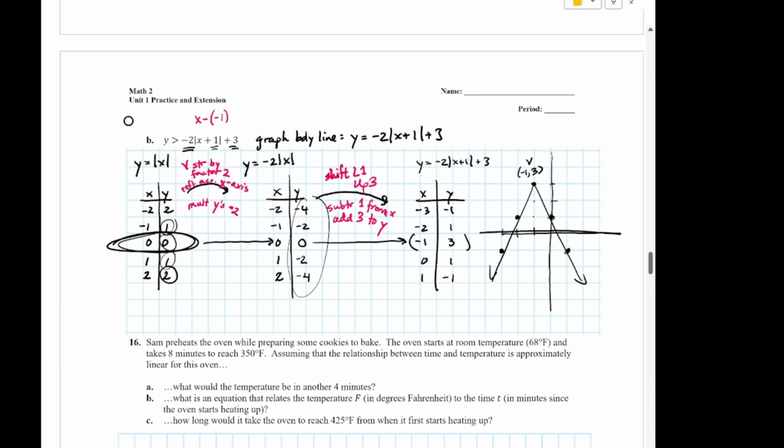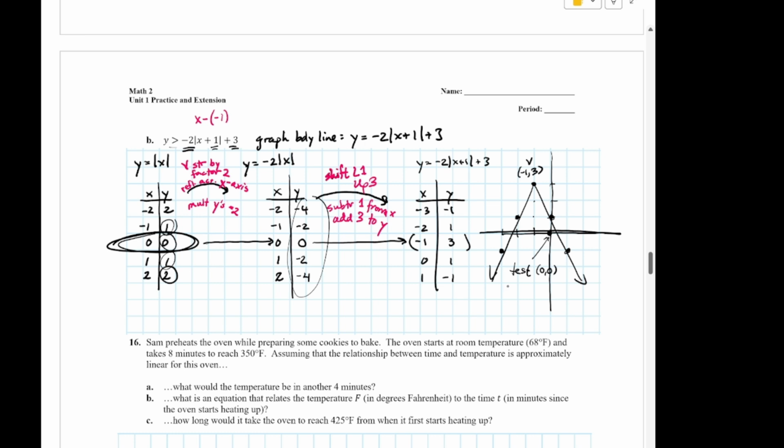Okay, so I just realized I ended the last video, I'm trying to splice these together, and we didn't actually shade yet. We only graphed the boundary line. So to shade it, I'm going to just pick a test point. 0, 0 is underneath that V shape. So I'm going to test 0, 0.